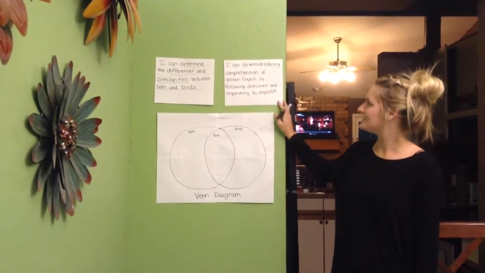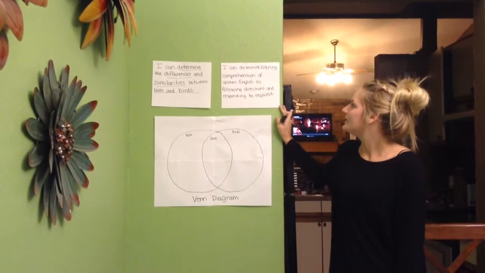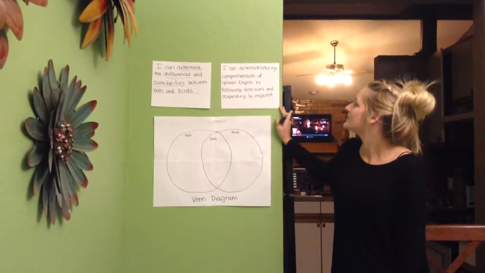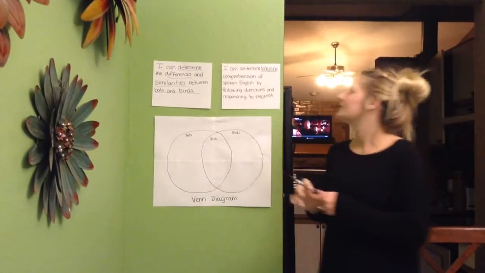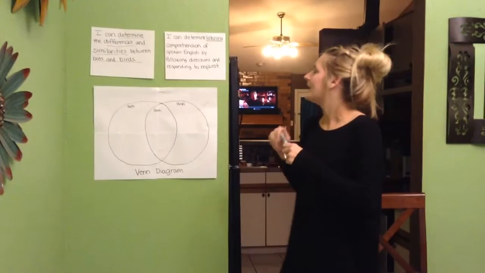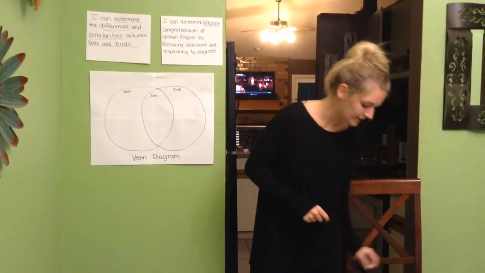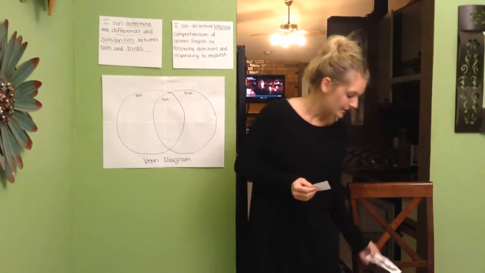And then our language objective says, I can determine listening comprehension of spoken English by following directions and responding to requests. So we're really focusing on our listening right here. So you're going to get to show your listening comprehension by following my request, and you're going to get to respond, and I'll talk about that in a second. You're going to get to use physical responses to respond to me.